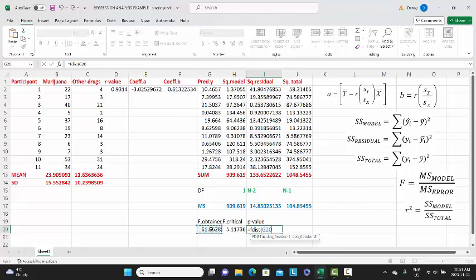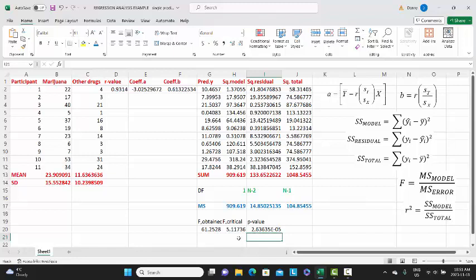So I'll just click this cell right here. I'll comma for the degrees of freedom for our model, which of course once again is a 1, comma the degrees of freedom related to the residual term, which was 9, shift 0, and I hit enter. And we see that our p-value is 2.64 times 10 raised to the negative 5. So this is a really small p-value, indicating that our F obtained is far to the right on the F distribution, way into that tail region.